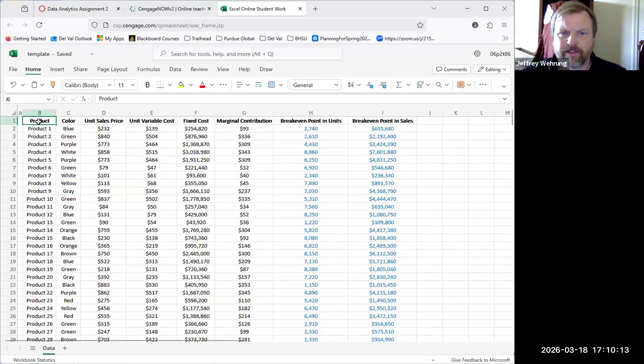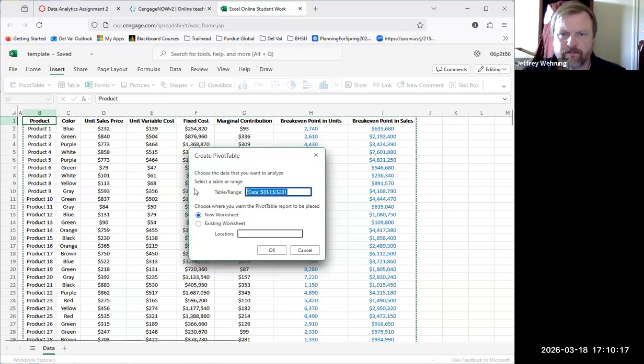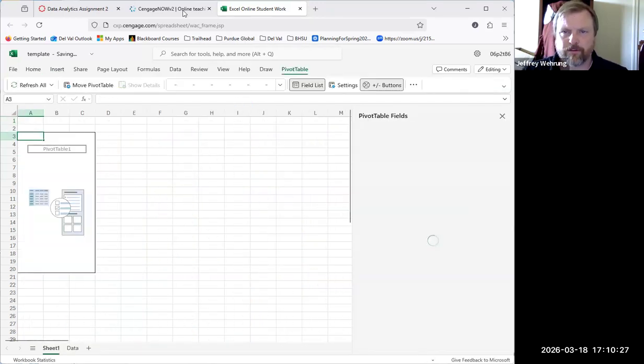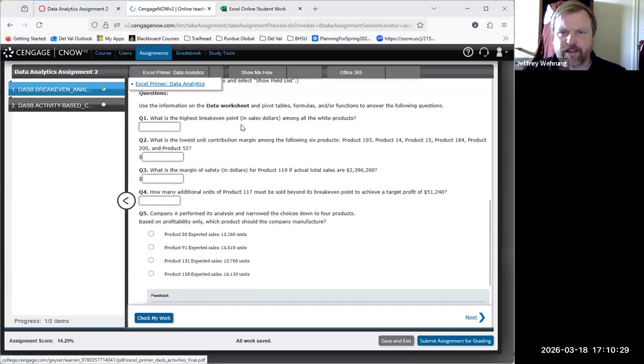Okay, so we create our pivot table. I'm going to click there, create a pivot table. Right, you make sure the table range is right, and the new worksheet. I click on the top left corner, and usually it'll fill in the right table range. Okay, we have a new pivot table. So let's look at the question again. What is the highest break-even point in sales dollars among all the white products?